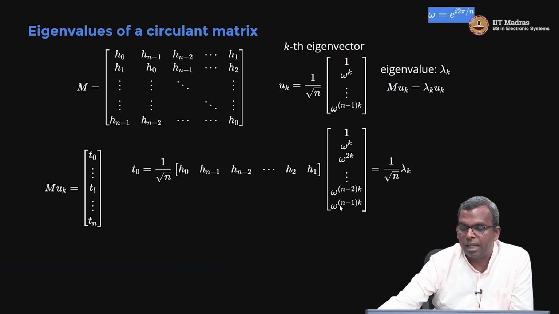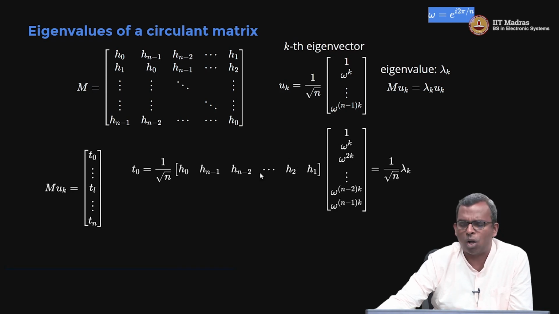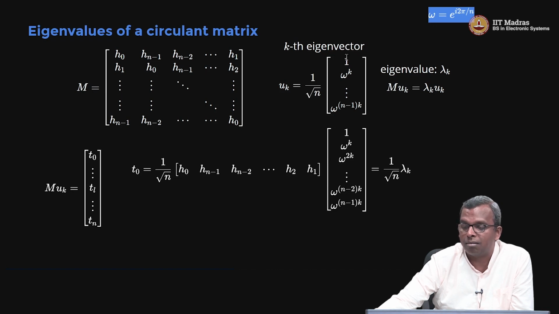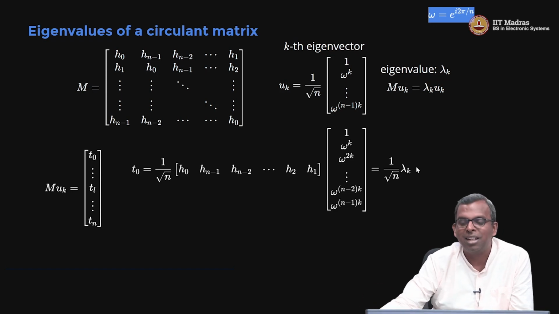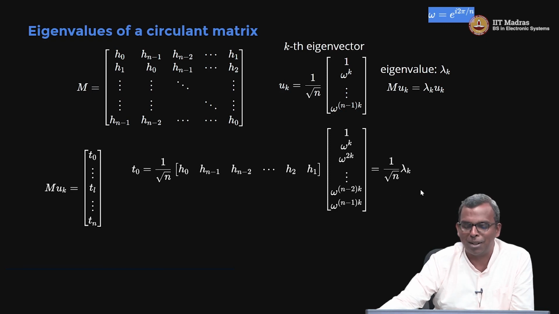How do you simplify that? It does not matter how you simplify, it has to become 1 by root n lambda k, according to this equation. So M uk is lambda k into uk, and lambda k into uk has first entry 1 by root n into lambda k. So whatever you get as the first entry of M uk, which is t0, has to be equal to this. This will directly tell you what lambda k is. So given the eigenvector, finding the eigenvalue is very easy. This is the idea behind it.